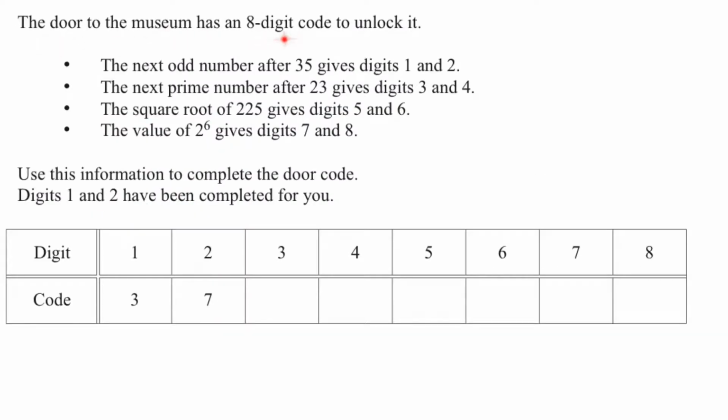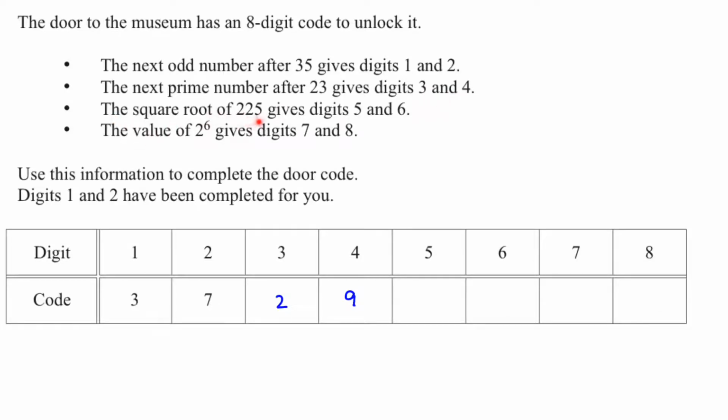The door to the museum has an 8-digit code to unlock it. The next odd number after 35 gives the digits 1 and 2. The next odd number after 35 is 37. So we write it down here. The next prime number after 23 gives digits 3 and 4. So what is the next prime number after 23? 29. What is a prime number? A prime number is a number that is only in its own timetable or in the timetable of 1. It is not divisible by any other number.